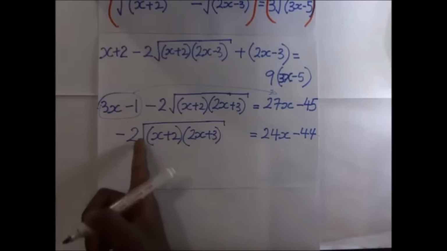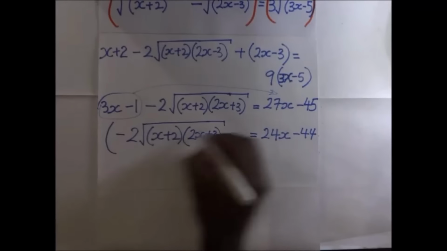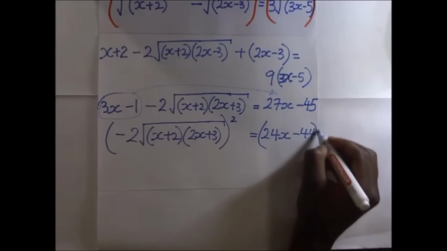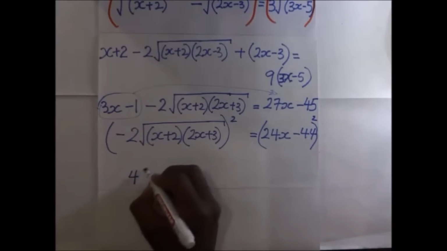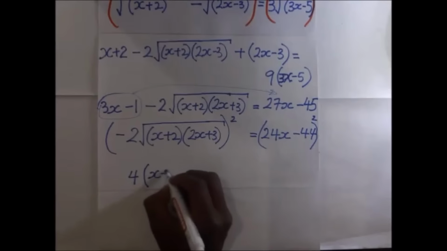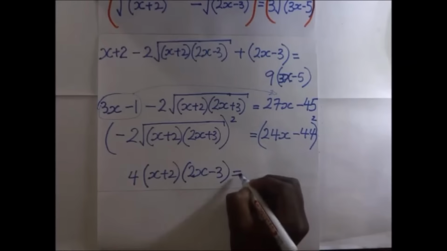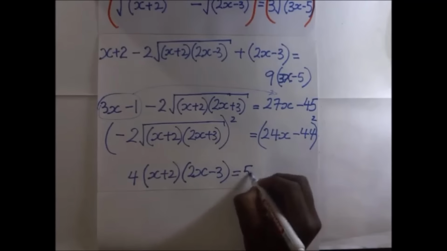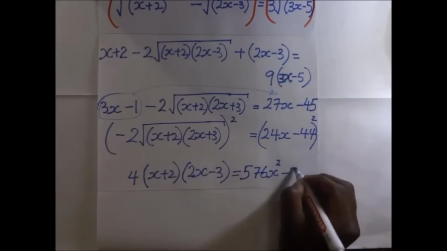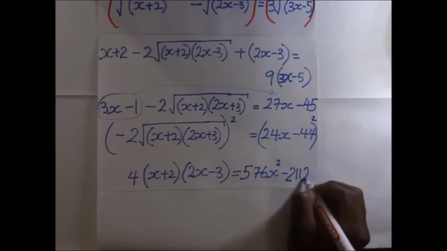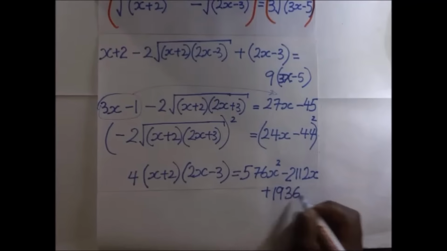Now again, to eliminate this square root sign, we square both sides. When we square both sides, it means this is squared and that is also squared. When you square both sides, we are going to end up with 4 into x plus 2 into 2x minus 3 is going to give us, squaring that side is going to give us 576x squared minus 2112x plus 1936.